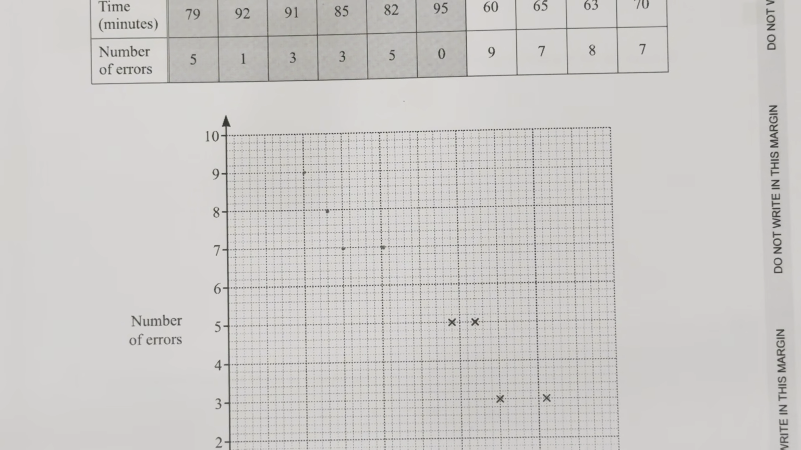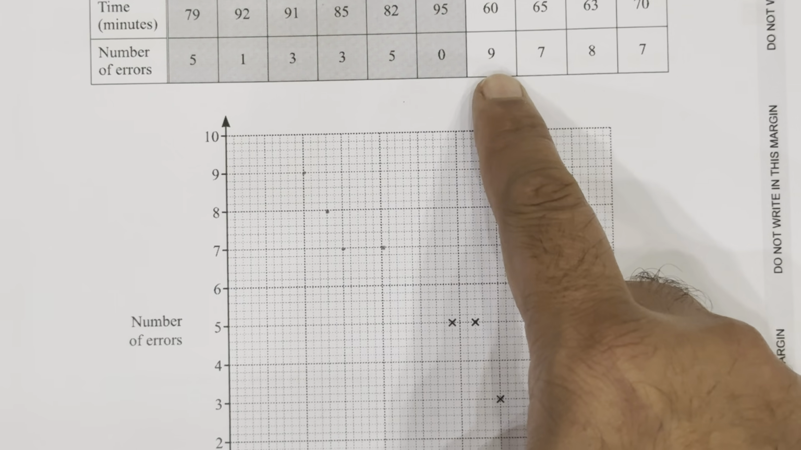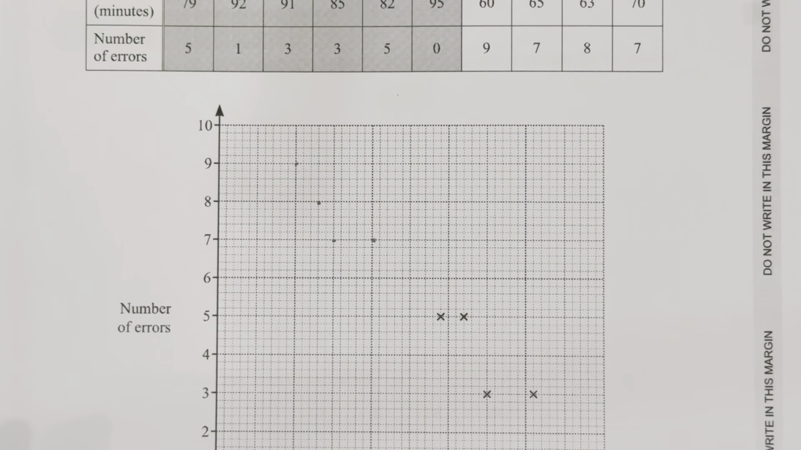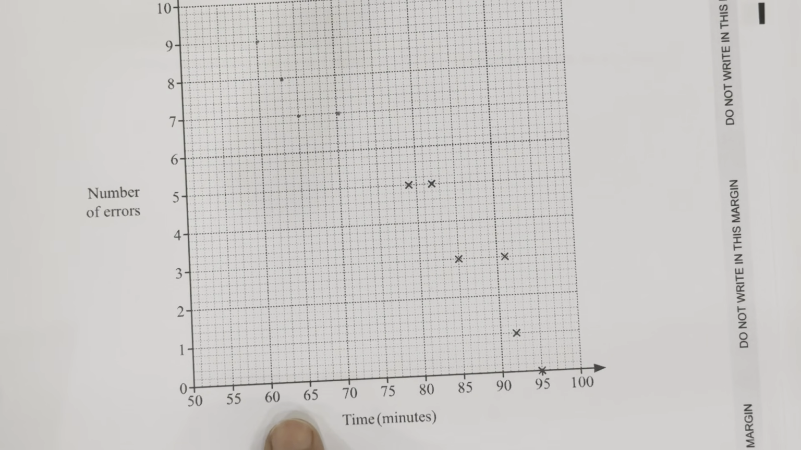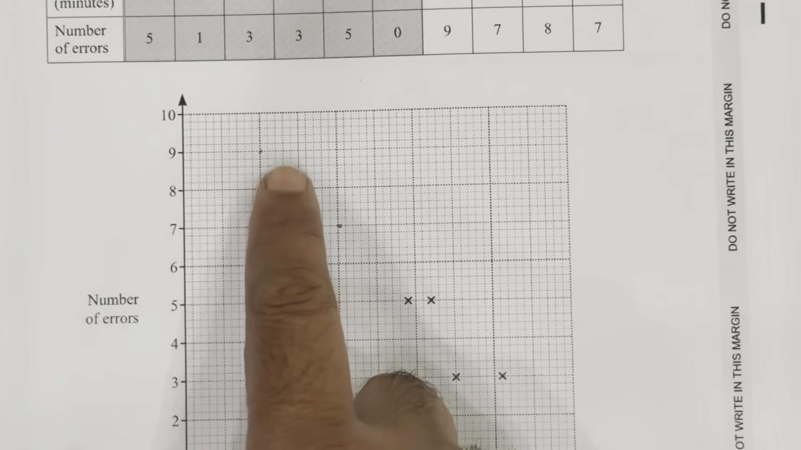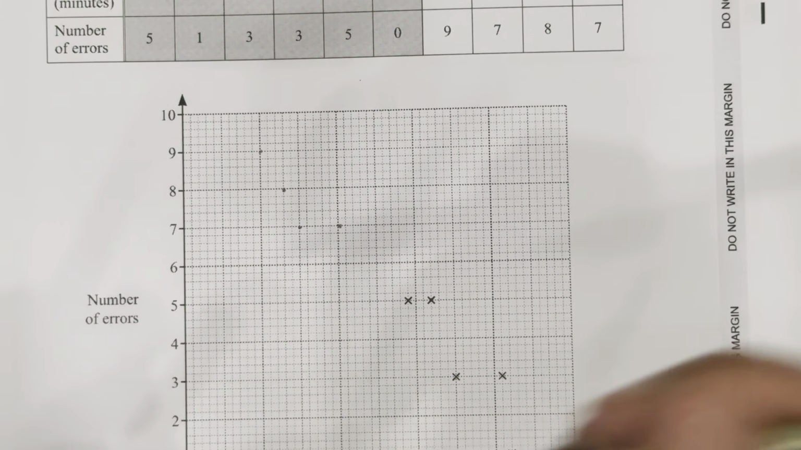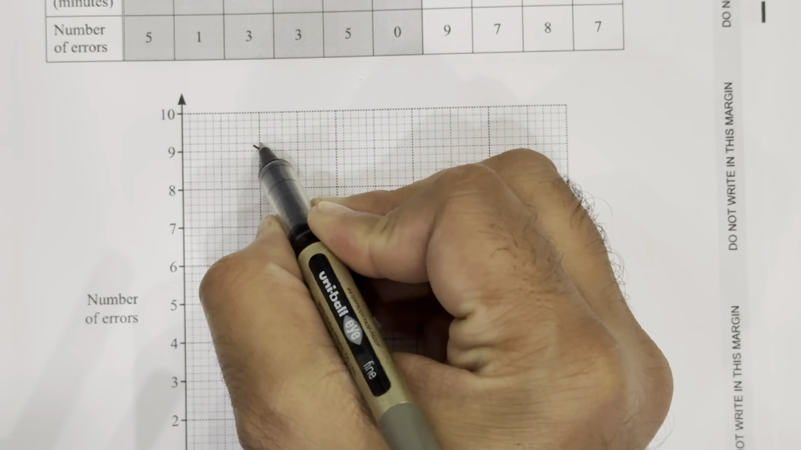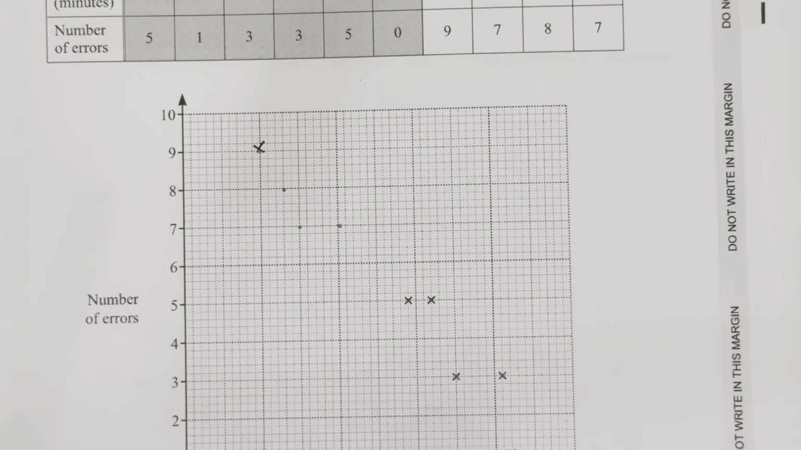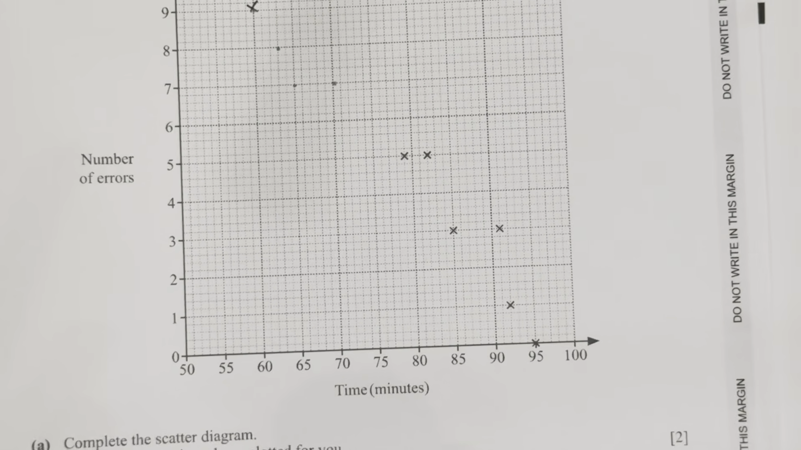You can see from the table that at 60 it should be 9. So at 60, we go along to 60, then we need to move up to 9. So I'm going to cross it like that. Then at 65 it is 7.